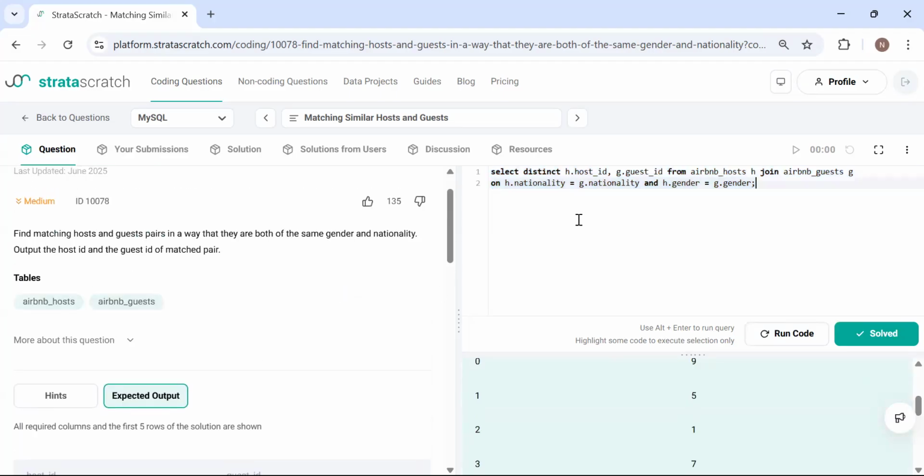So it's a very simple problem where it is already given in the question that we have to match on gender and the nationality, and we have to find out unique combination of unique pair of host ID and the guest ID that we just did.